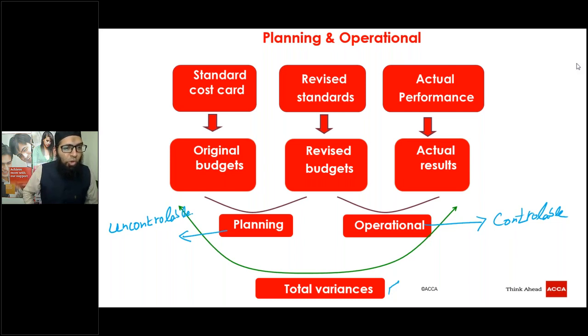Umar has asked me, controllable by the management or who? Controllable by those who are responsible for that. For example, if it is a price variance, then it is the purchase manager who is responsible for the price variance. Okay? So controllable means whether the variance is in control of the purchase manager or not. The reason for controllable and uncontrollable I will discuss when I discuss the aspects of performance measurement. Okay?